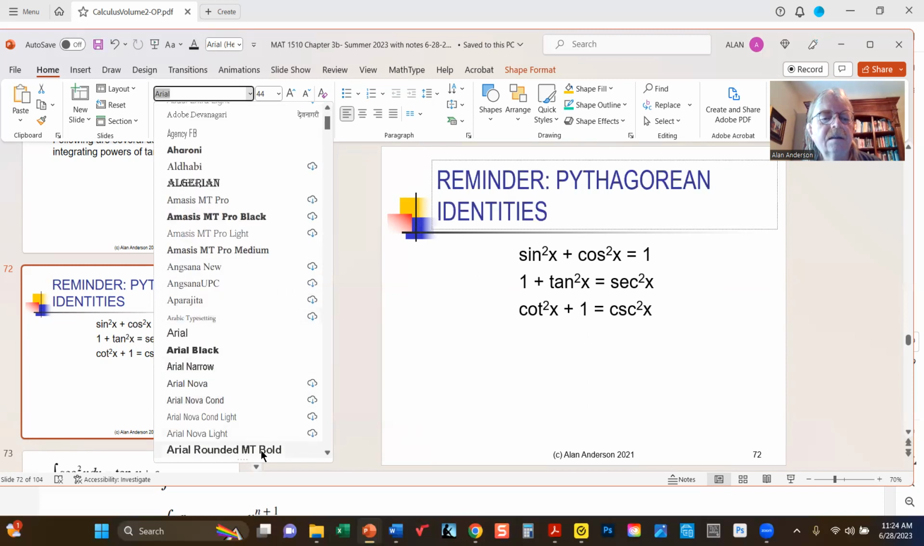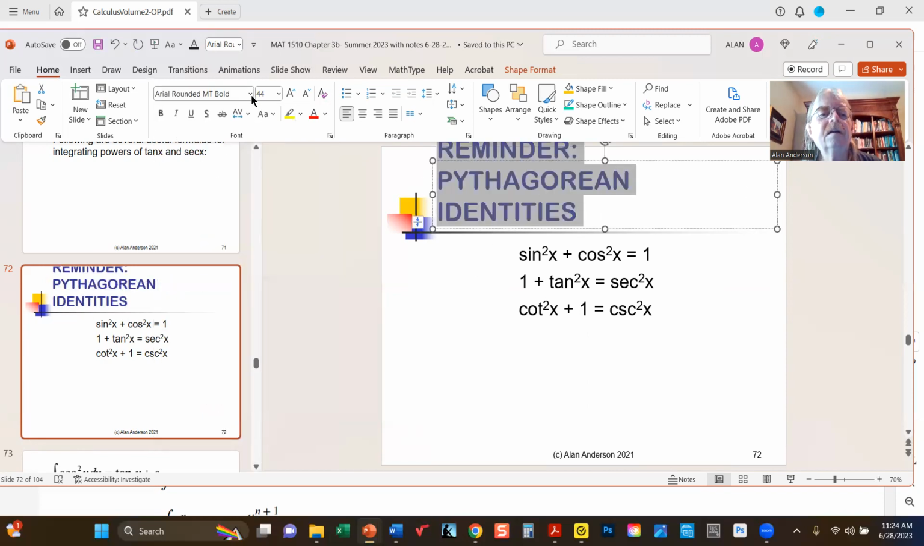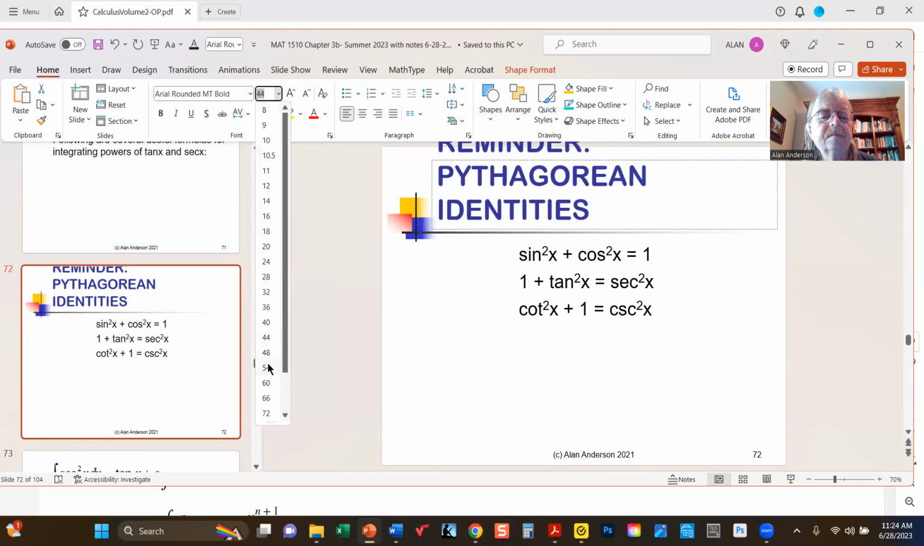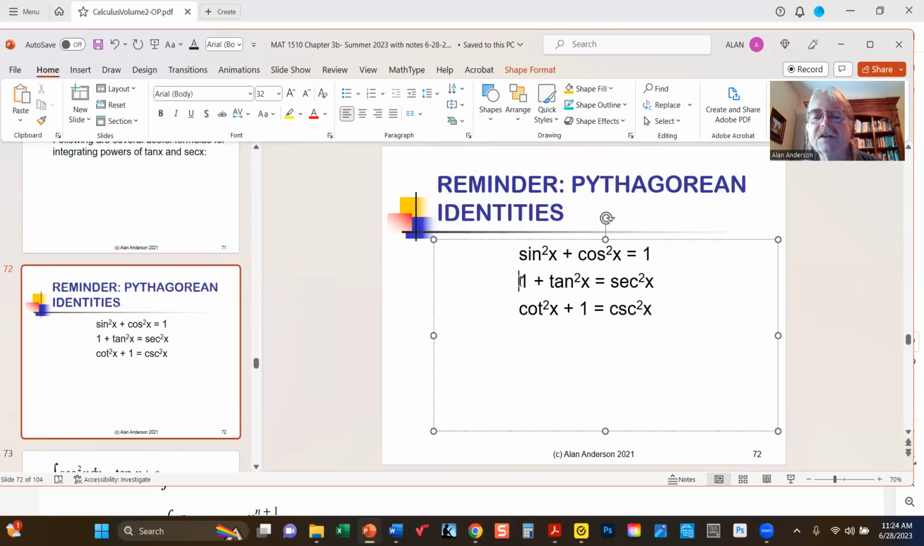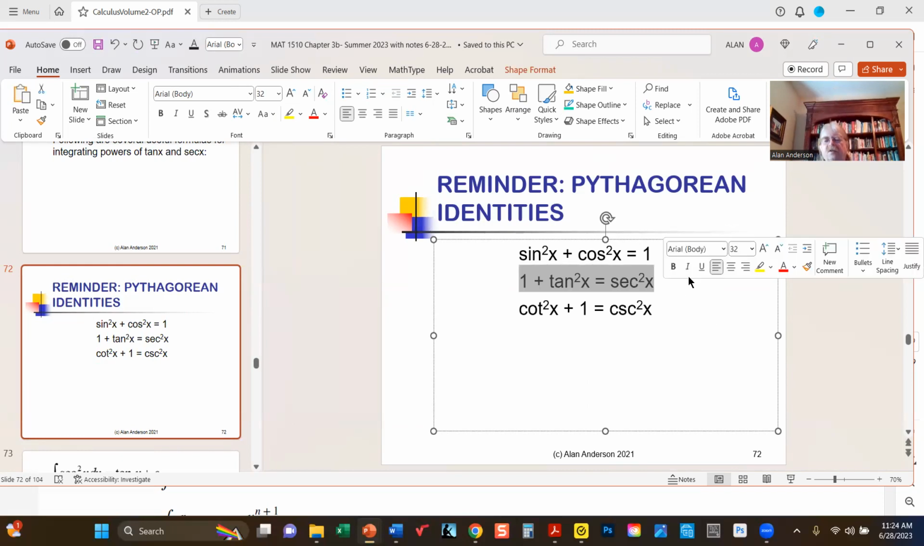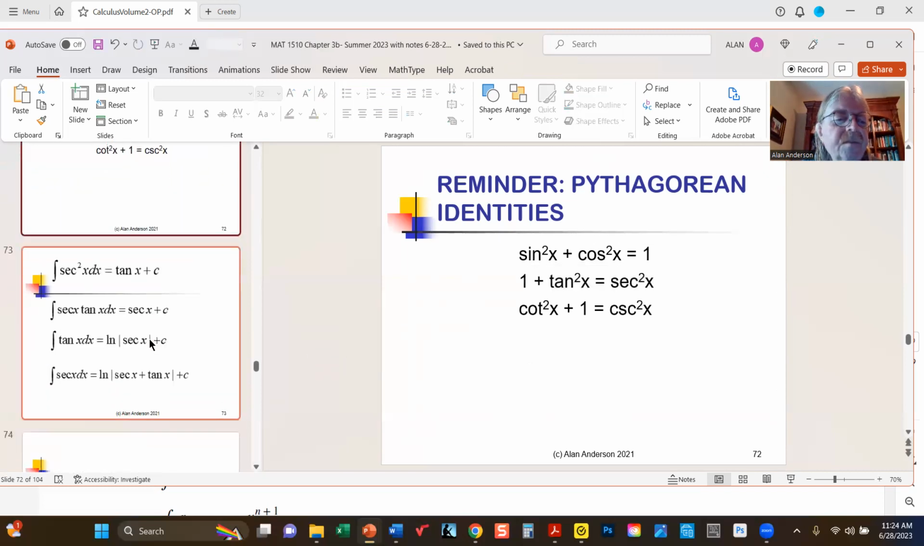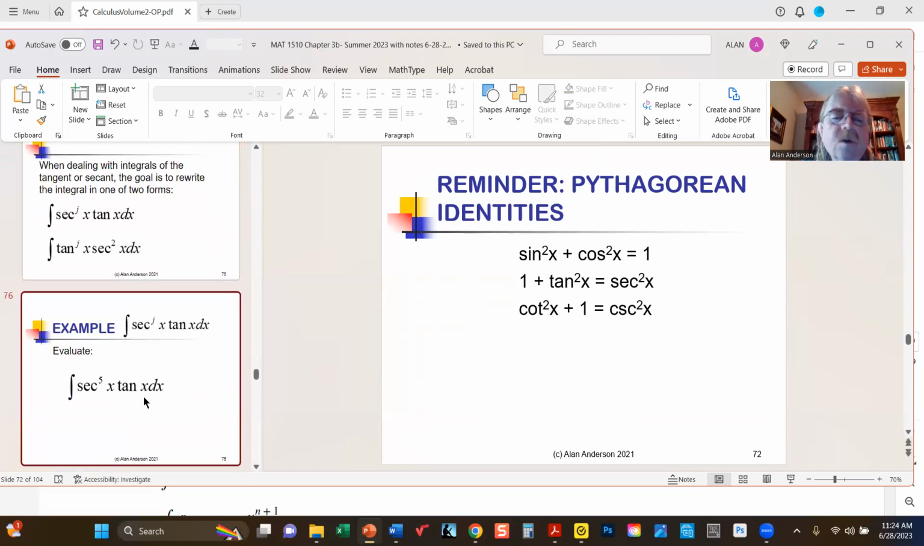All right, so here are the Pythagorean identities that we'll be needing. In this section, this is the one we're really interested in: secant squared x equals 1 plus tangent squared x. Why is that important? Because we'll often be able to take an existing integral and rewrite it in terms of a simpler expression by making substitutions. Let me show you how that would work in this first one.